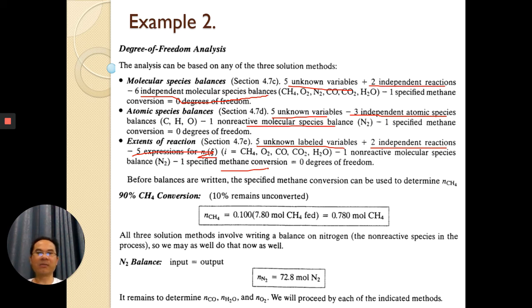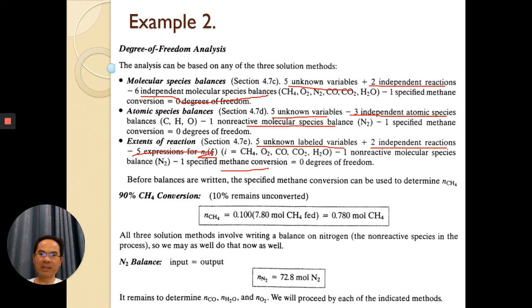Okay. That means that you can solve this problem by molecular species balance, or atomic species balance, or extent of reaction balance. Okay. For the next step, I will show you how to use these 3 techniques. The first step, because you know the information that there is 90% conversion of methane.